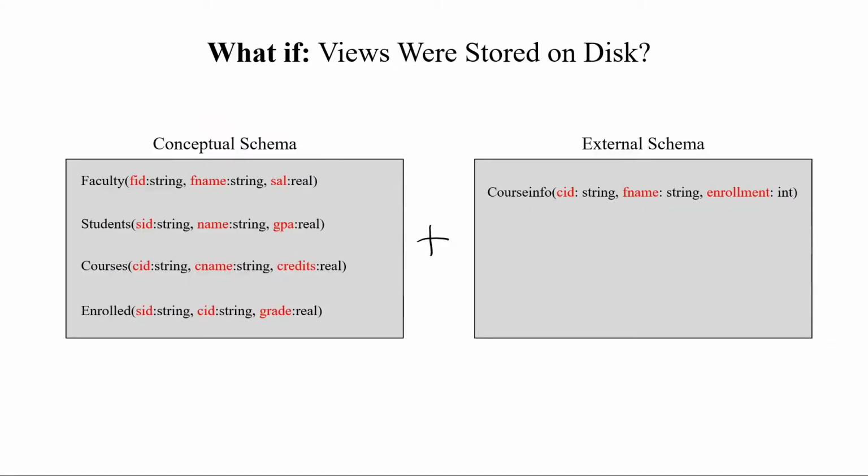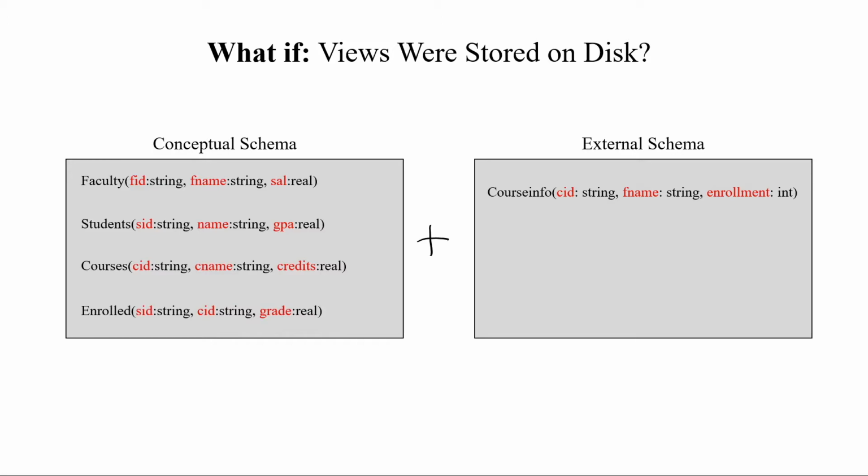To solidify your understanding of how views in the external schema are different from relations in the conceptual schema, let me pose a question. So, what if views were stored on disk? Looking at this example right in front of us, our university schema, instead of the course info view being computed using the info from courses, faculty, and enrolled, it would be sitting on disk instead and would only be updated with explicit commands. If this was the case, you're immediately going to run into issues.